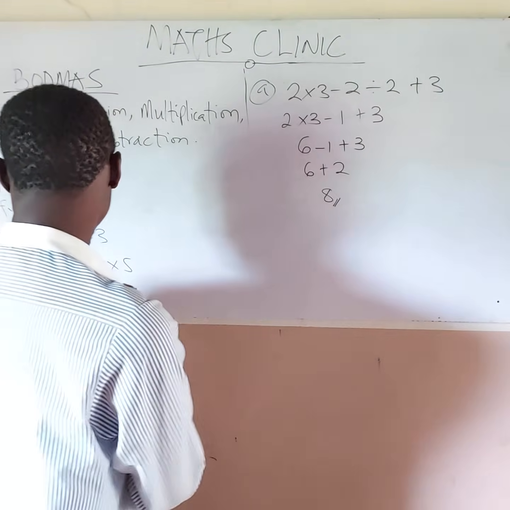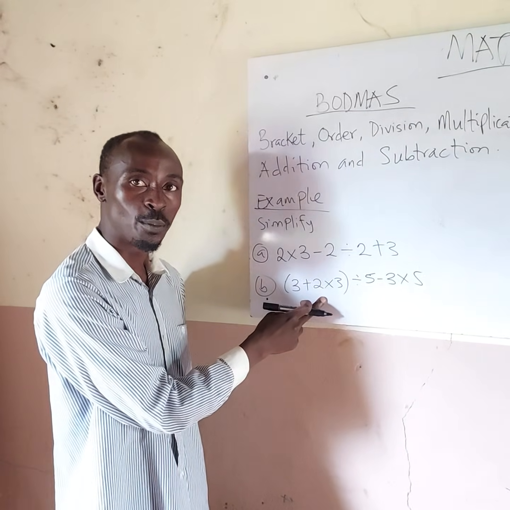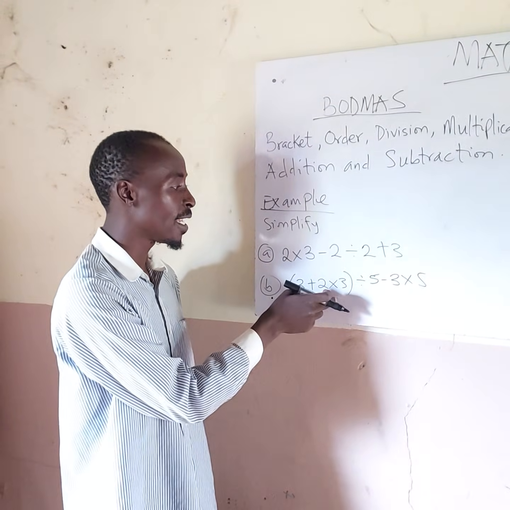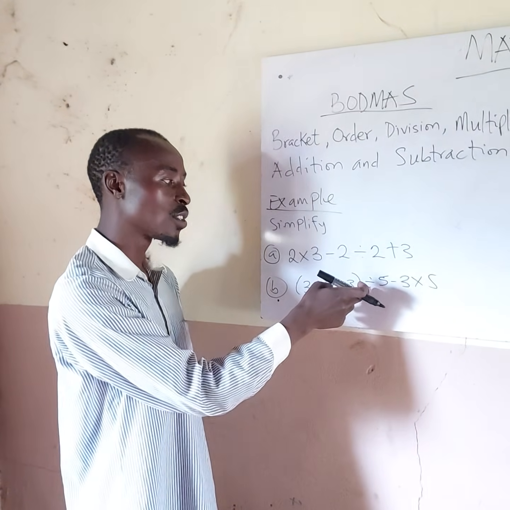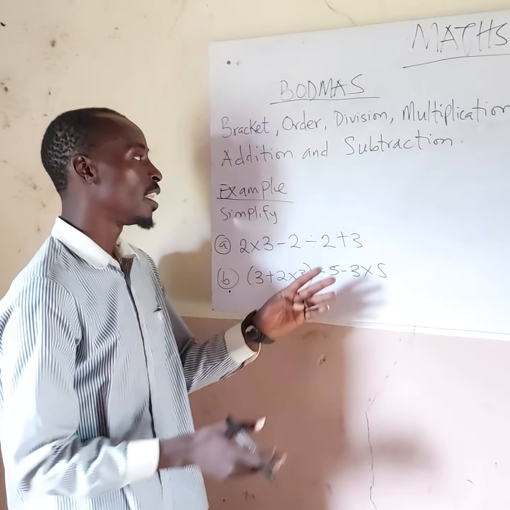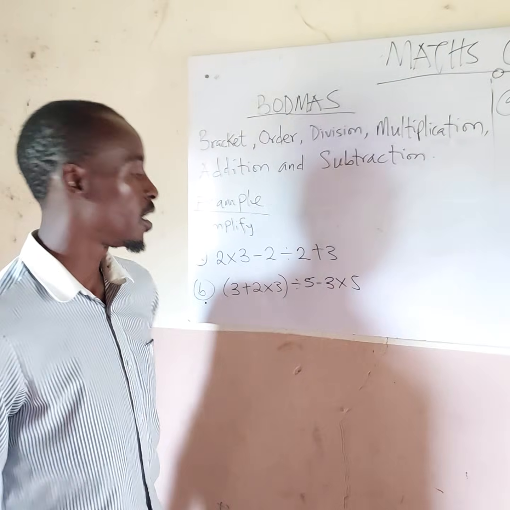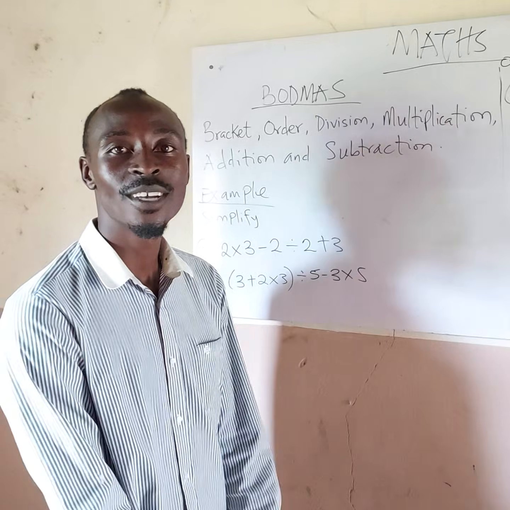Thank you. The B part, let me see it in the comment section. Let me give you a hint for B part. That means you have to start with the bracket. You have division, but you don't start with division. You have to finish analyzing what is in the bracket. When you are done with it, then you now go to, we don't have order. So you go to division and then the other ones. Let me see your answer in the comment section.